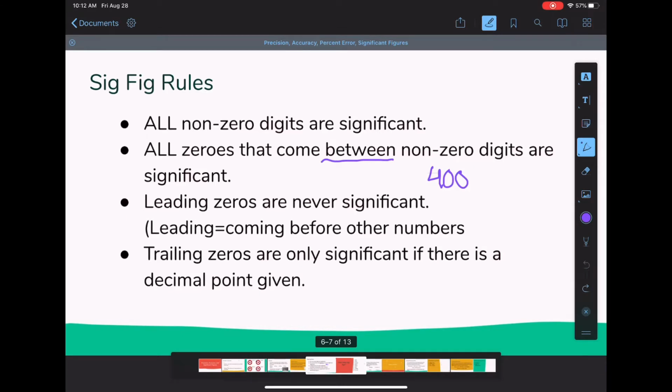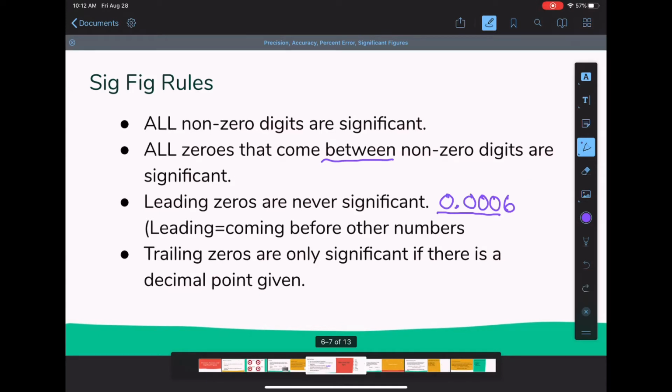Next, any leading zeros are never significant. This means that if you have a number like this, 0.0006, all of these zeros here in the front are not considered significant figures, so the only sig fig is this 6 right here on the end. This number has one significant digit.